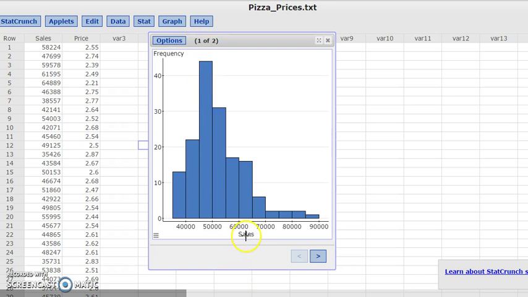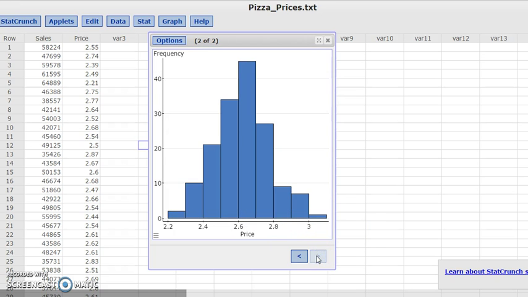So the sales, the revenues, is skewed to the right side. Remember, in this situation, the mean is greater. Skew to the right means the mean is greater. Let's look at the next one. The next one is price. The price is symmetric.